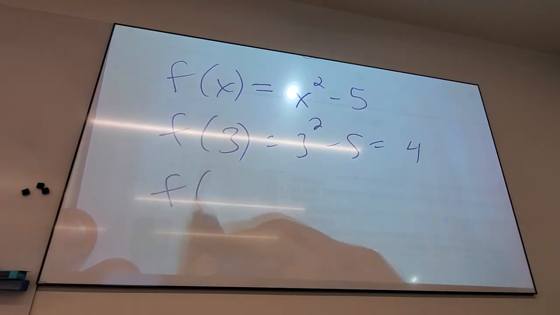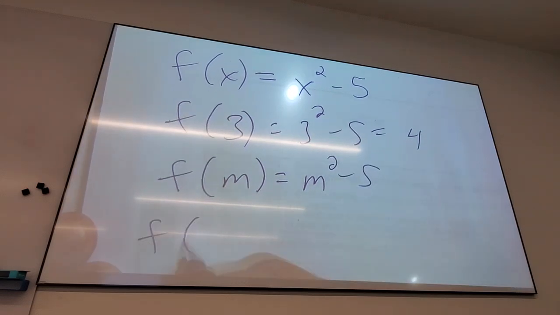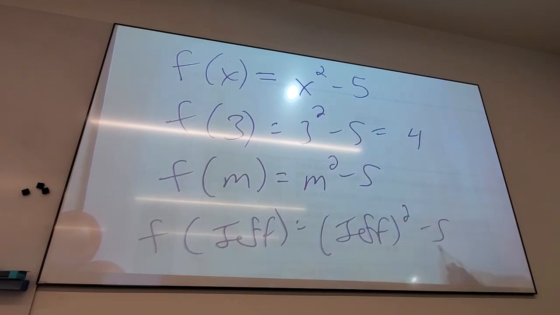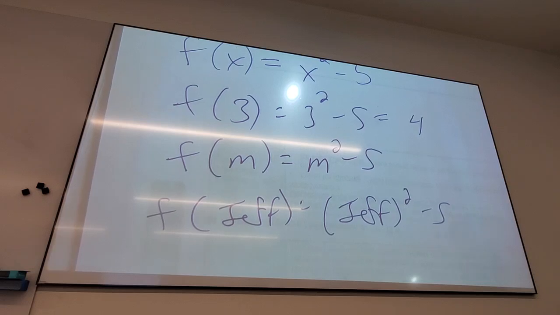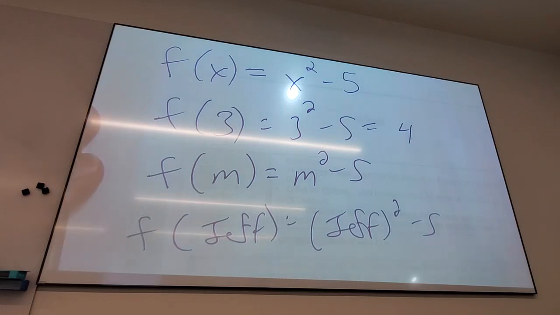What's f of m? Yeah, m squared minus 5. Right? What's f of Jeff? Jeff squared minus 5, yeah. So that's all function notation is. It sets up what to do to the input. So if I have an input, I do that to it. That's kind of silly, but let's talk more fundamentally.